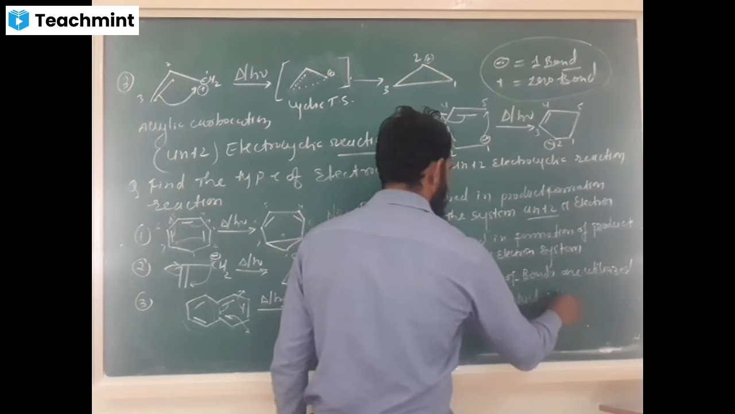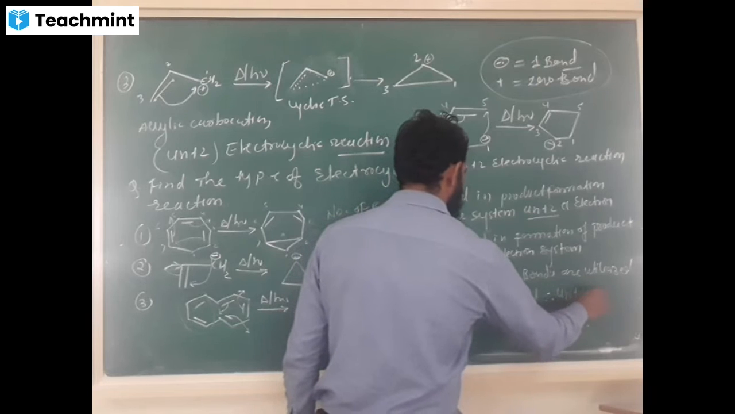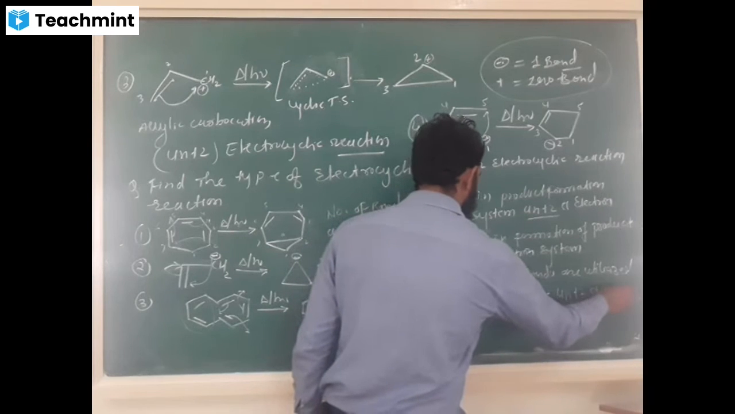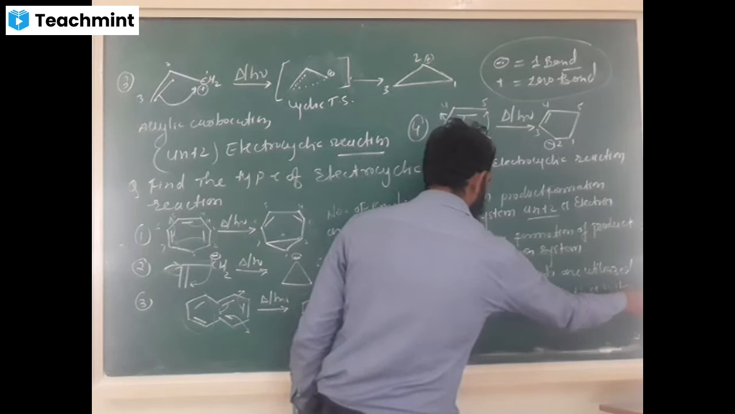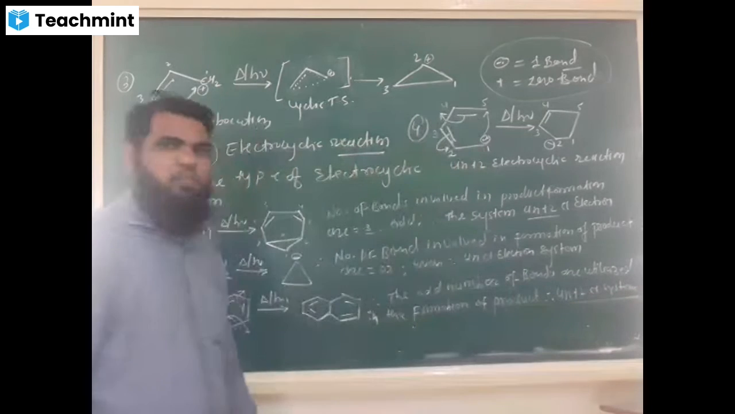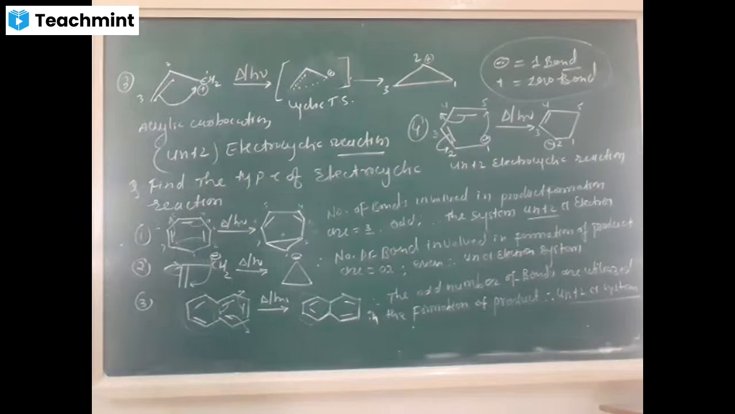Therefore it is a 4N plus 2 pi electron electrocyclization reaction, or an electrocyclization reaction with a 4N plus 2 system. It is a 4N plus 2 pi electrocyclic reaction, or an electrocyclic reaction having a 4N plus 2 system. Okay.